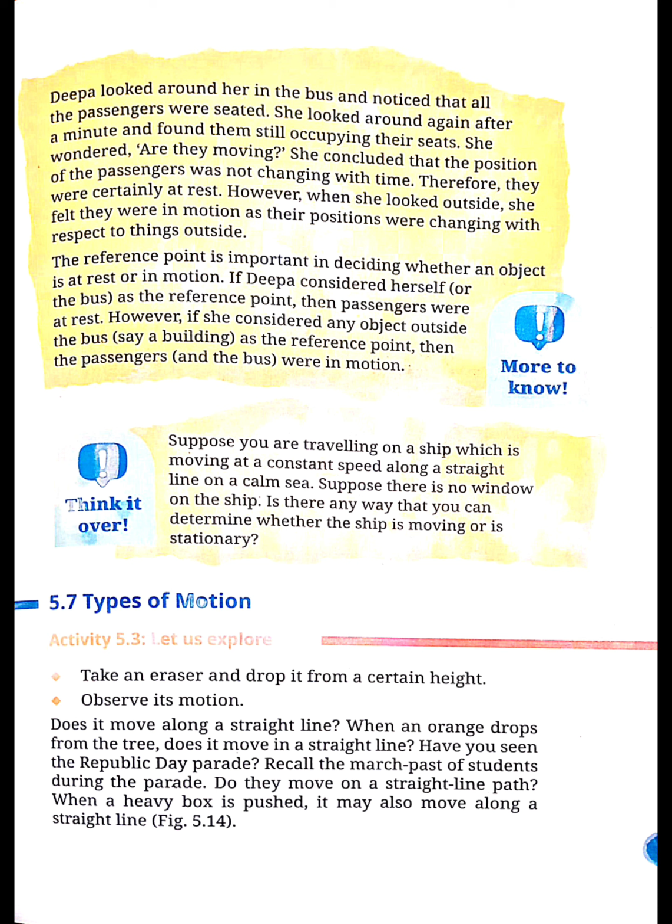Deepa looked around her in the bus and noticed that all the passengers were seated. She looked around again after a minute and found them still occupying their seats. She wondered, are they moving? She concluded that the position of passengers was not changing with time, therefore they were certainly at rest. However, when she looked outside, she felt they were in motion as their positions were changing with respect to things outside. The reference point is important in deciding whether an object is at rest or in motion.